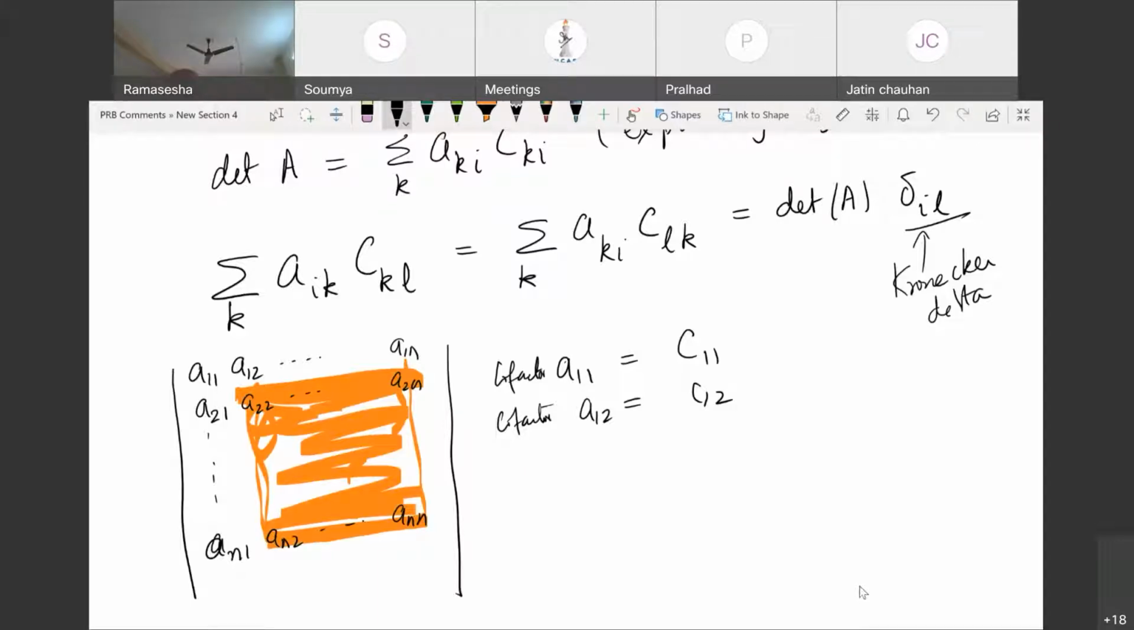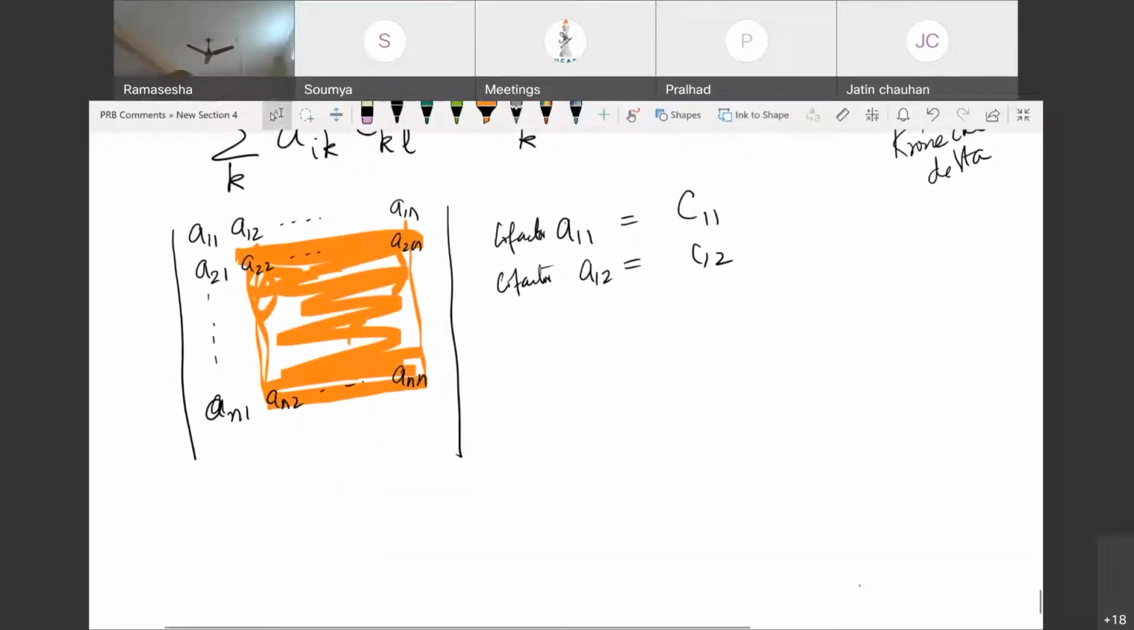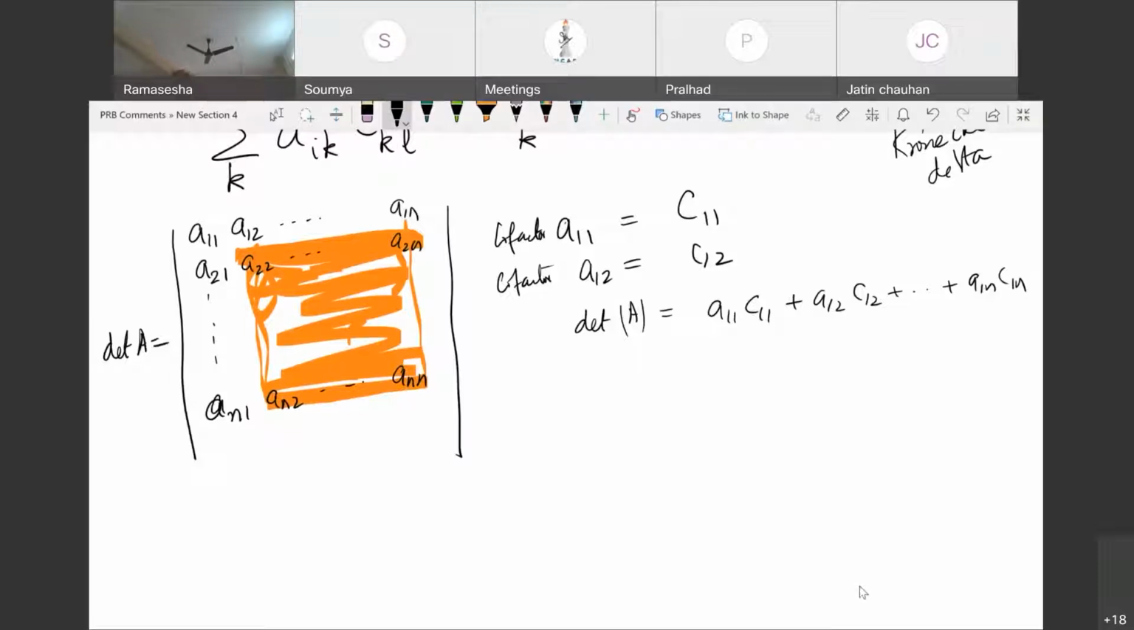Now let us consider the following determinant A. When I want to expand it by the first row, I will say that determinant A is equal to A11 C11 plus A12 C12 plus etc. plus A1n C1n.